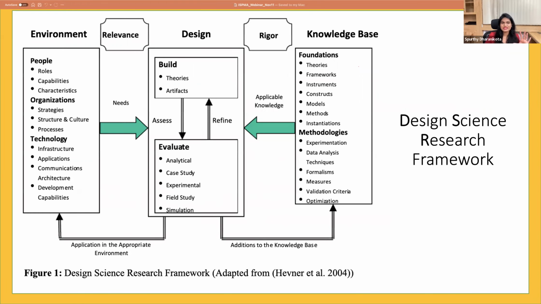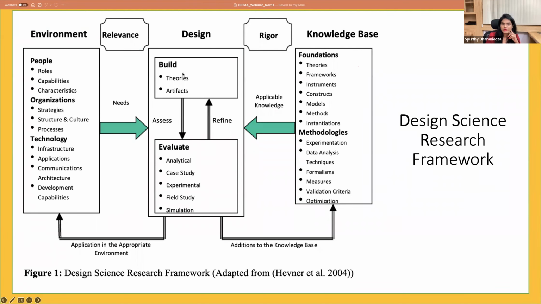And this seems like a large framework, but it's very important to understand this for you to carry out any research project, especially in design science. So in this framework, let's try to understand what's going on, what's going on behind this framework. So let's focus on the central portion, which is the design component.